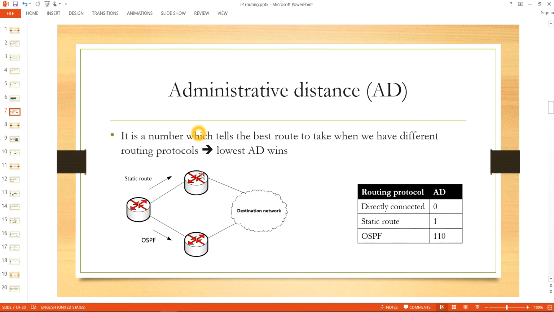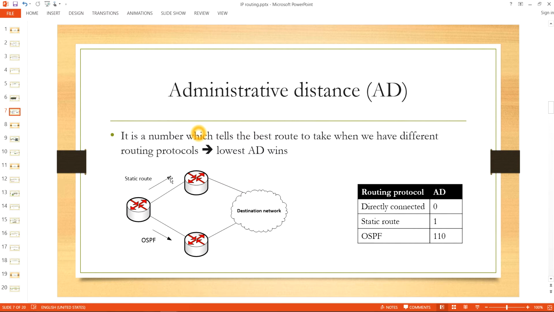The lowest wins, because the administrative distance is just a number. For example, on this table, a network that is directly connected on the router interface is assigned administrative distance 0. Static route has 1. OSPF has 110. So the lower the better. There is nothing better than a cable that's directly connected on my interface. If I have that one, I will always take it because it is directly connected, and the destination is the other end of the connection. Static route will be the next one, and OSPF will be the last.